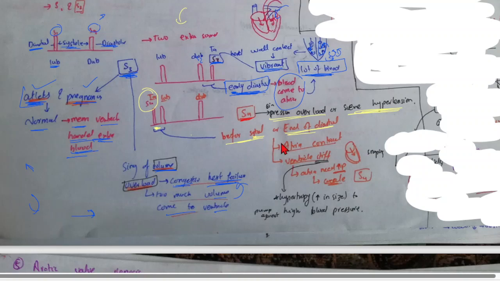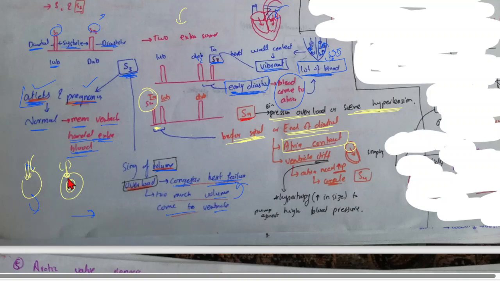sound is here. Before systole, the atria contract. For example, this is your atria. These atria contract because, in diastole, blood comes through simply. When the ventricle is full, the atria try to contract, and more blood goes toward the ventricle. So this is a simple phenomenon.